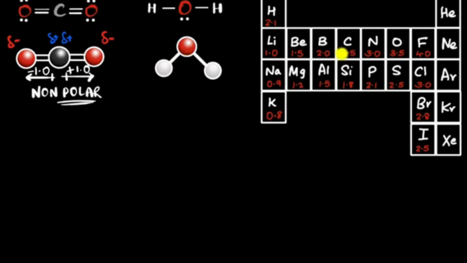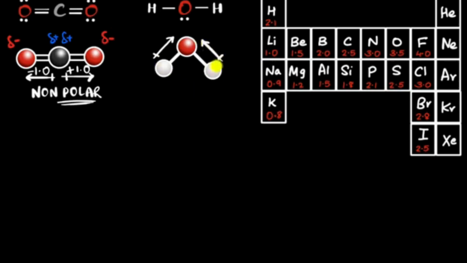Now, let's go back and look at our chart. Oxygen has 3.5 electronegativity, hydrogen has 2.1, so oxygen is more electronegative, so it's going to pull the shared pair of electrons more towards itself. So we can show that now over here.